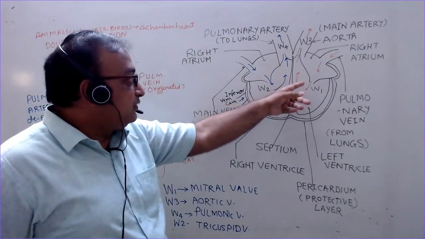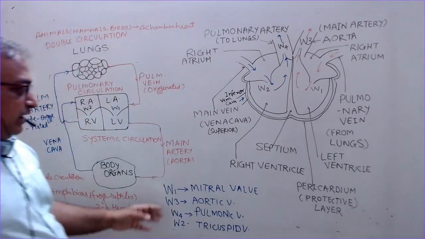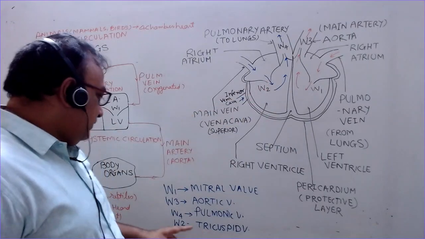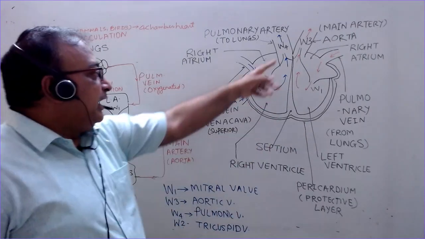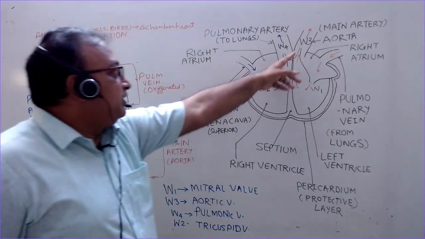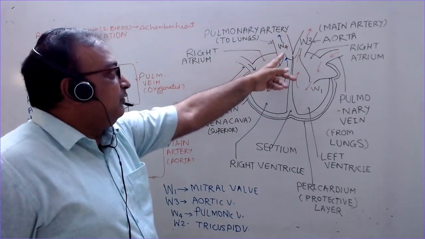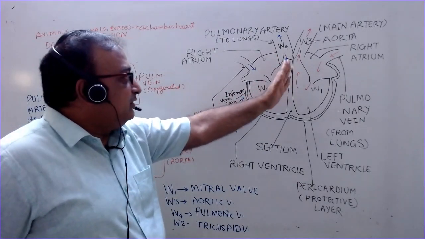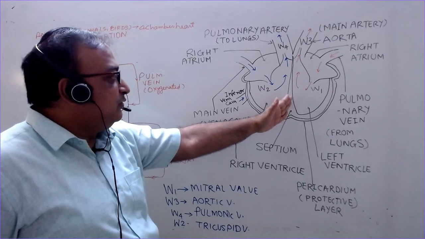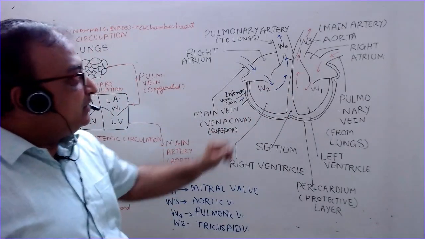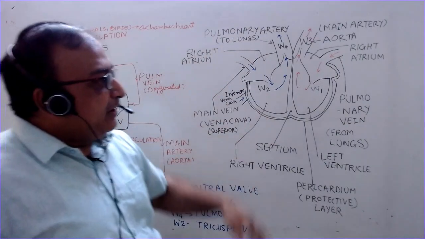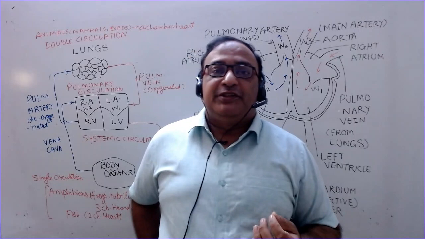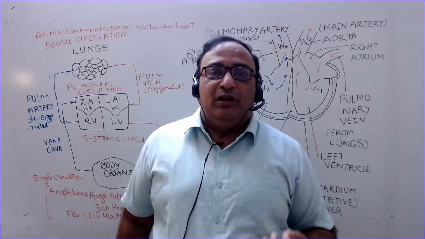The heart has 4 valves, 1, 2, 3, 4, and I have written the valves here. Valve 1 is the mitral valve. Valve 2 is known as the tricuspid valve, and valve 3 is the aortic valve, and this is the pulmonic valve. These chambers are separated from each other by this wall of the heart, which is known as the septum. And the heart comprises blood vessels which bring the blood to the heart.